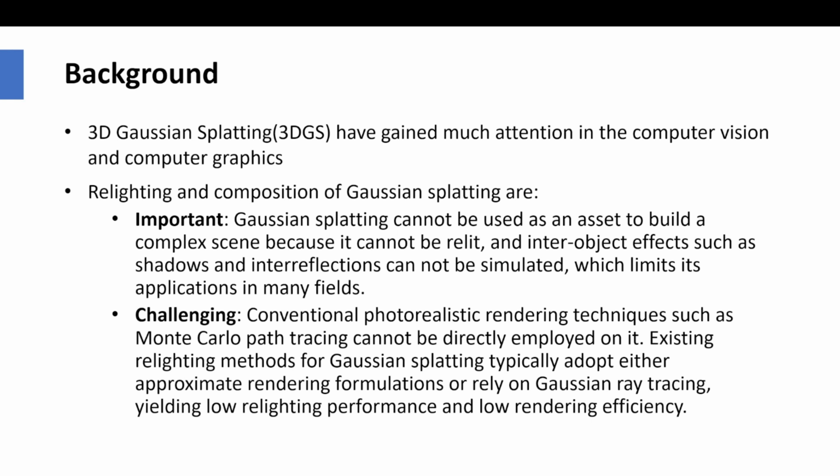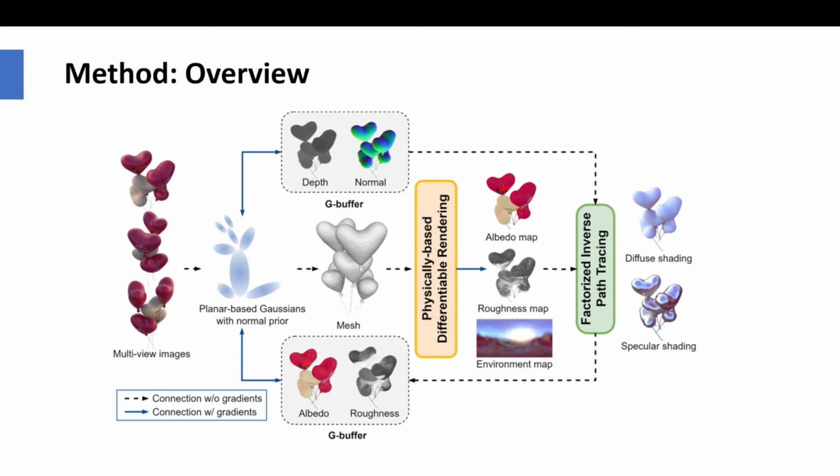Moreover, it is also challenging. Conventional photorealistic rendering techniques such as Monte Carlo path tracing cannot be directly employed on 3D Gaussians. Existing relighting methods for Gaussian splatting typically adopt either approximate rendering formulations or rely on Gaussian ray tracing, yielding poor relighting performance and low rendering efficiency. In this work, we borrow the idea of hybrid path tracing.